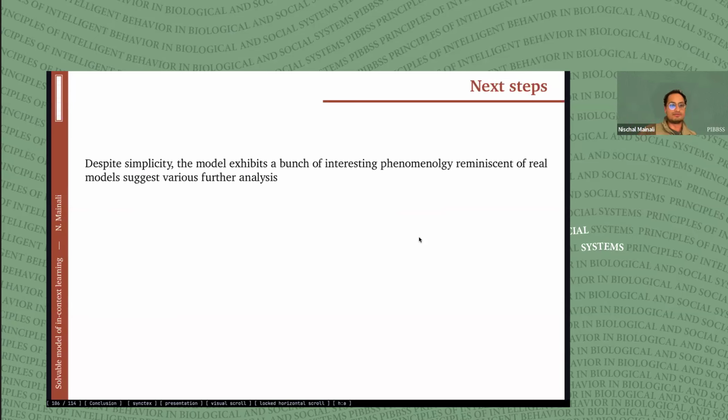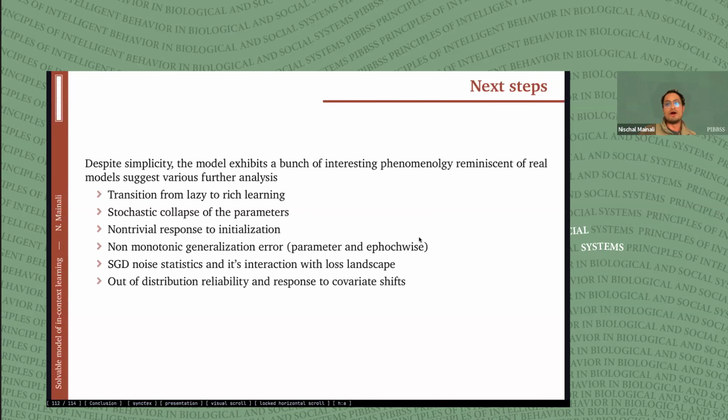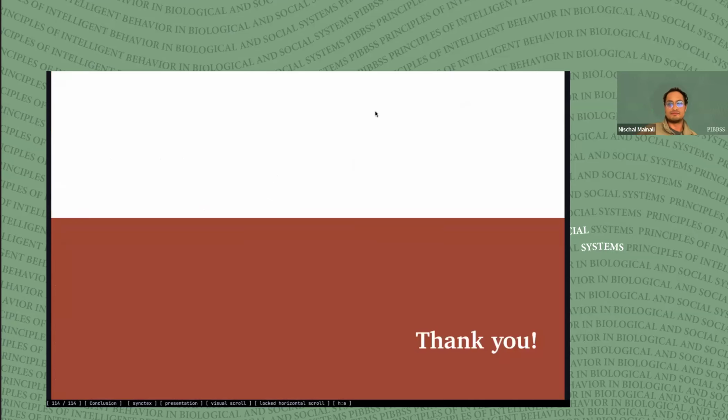And there are various next steps, which I'll just list and not go through. Basically, all these phenomena probably show up in these models: Bayesian-like learning, collapse of the parameter space, non-trivial response to initialization, generalization error being interesting, different kinds of SGD noise, out-of-distribution reliability, and so on. Yes, I'll stop here. Thank you.